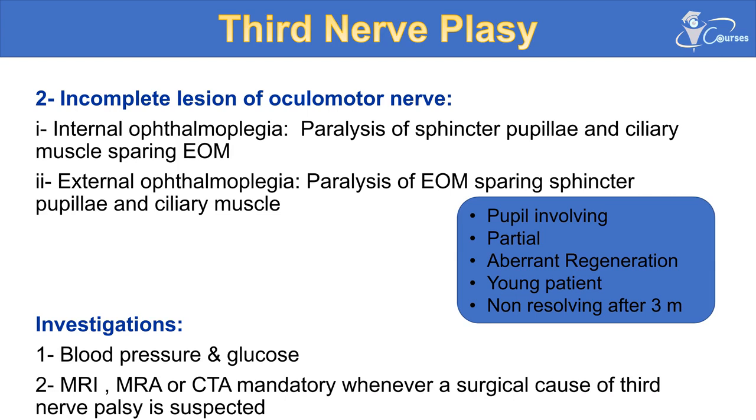This is an emergency. Also, if a patient that you deemed as a medical third nerve palsy didn't resolve within 3 months, this is an indication of neuroimaging to exclude a surgical third nerve palsy.